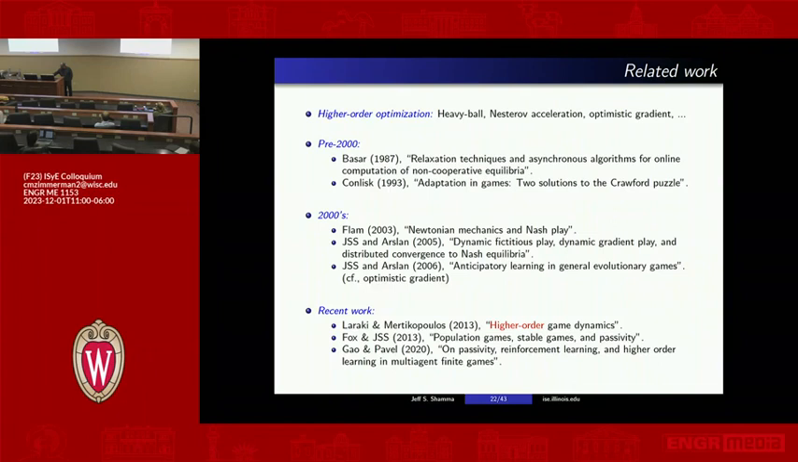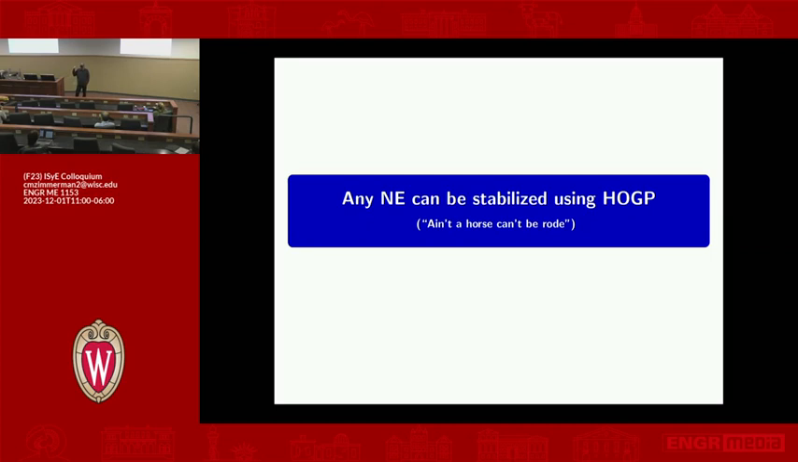So what we want to show in this talk is that what we just saw for the anti-coordination game is actually general. For any game with a mixed strategy Nash equilibrium that's isolated, there's an uncoupled learning rule somewhere out there that can work for that game and work for nearby games. So, ain't a horse can't be rode; ain't a game that doesn't have learning rules that work for that game and nearby games.